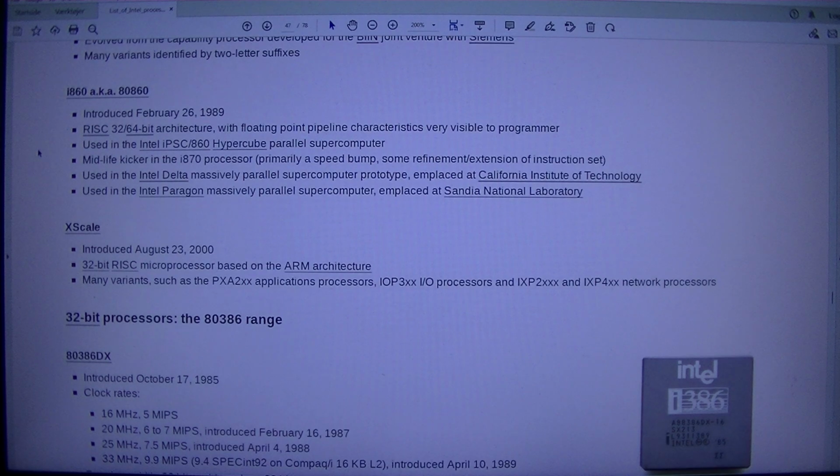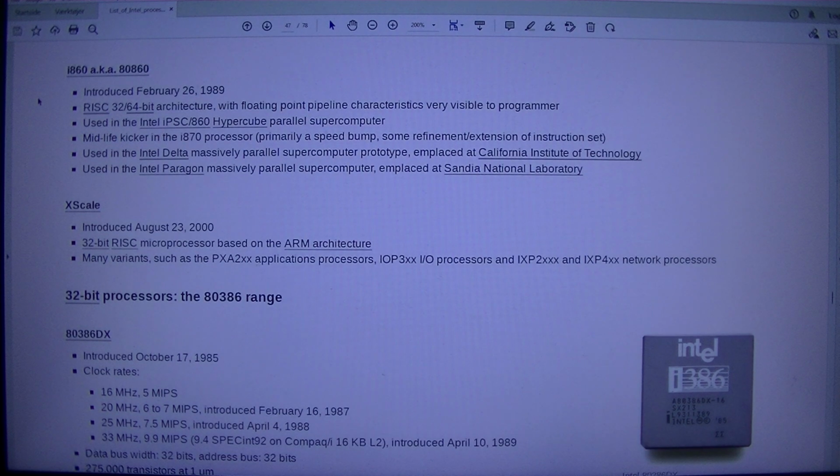i860, aka 80860. Introduced the 26th of February, 1989. RISC 32/64-bit architecture, with floating point pipeline characteristics very visible to programmer. Used in the Intel iPSC/860 Hypercube parallel supercomputer. Midlife kicker in the i860 XP processor, primarily a speed bump, some refinement/extension of instruction set.